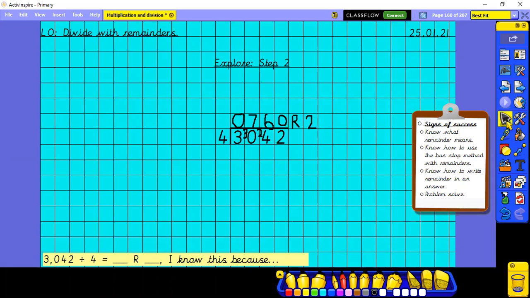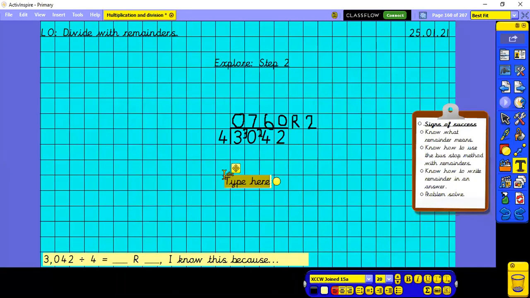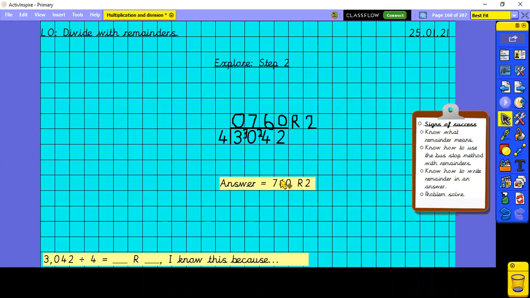Okay, so 3042 divided by 4 is 760, remainder 2. Okay, so therefore I know my answer, or my quotient, is 760, remainder 2. Okay.